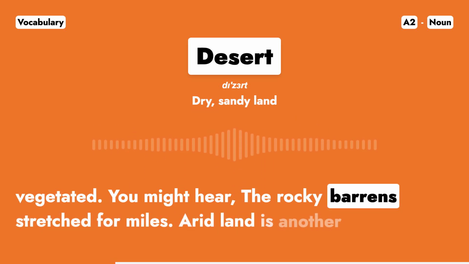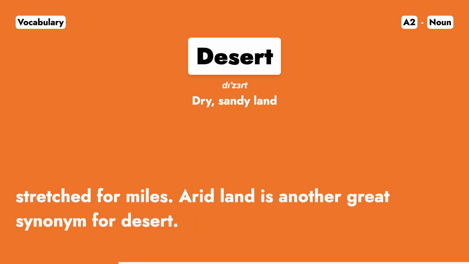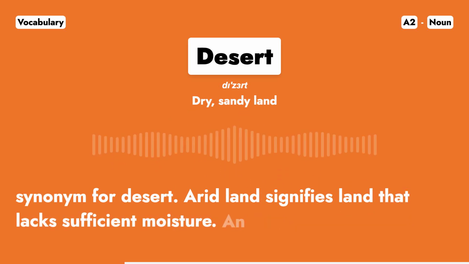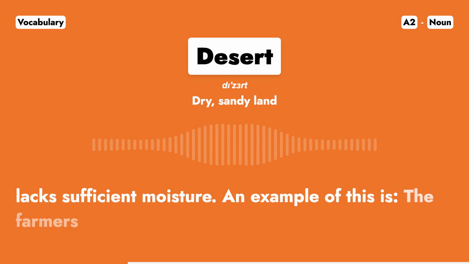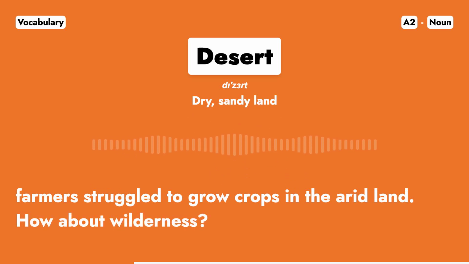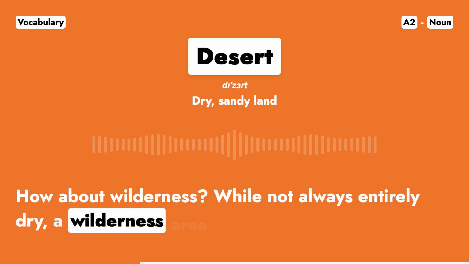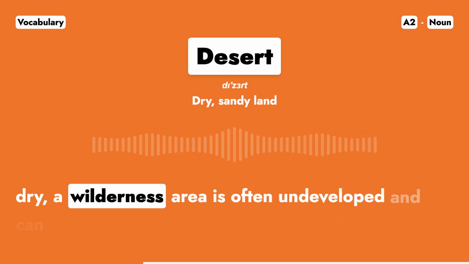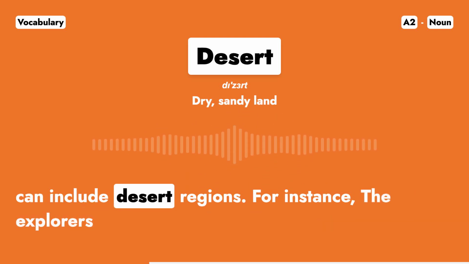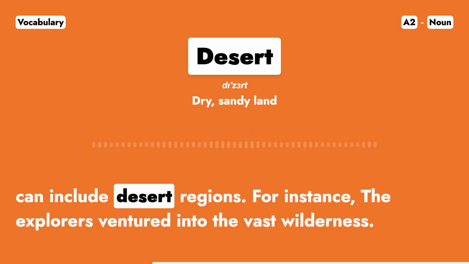Arid land is another great synonym for desert. Arid land signifies land that lacks sufficient moisture. An example of this is, the farmer struggled to grow crops in the arid land. How about wilderness? While not always entirely dry, a wilderness area is often undeveloped and can include desert regions. For instance, the explorers ventured into the vast wilderness.